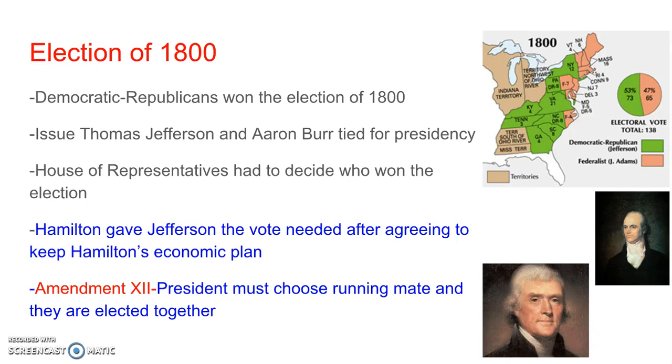So, if you recall, we mentioned Jefferson and Burr, they tie for presidency. It goes to House of Representatives to decide who won the election. Hamilton gives Jefferson the votes he needs to become president after Jefferson agrees to keep Hamilton's economic plan to keep all the national banks. Because of this issue with this presidency, Congress passes what becomes the 12th Amendment, which makes it so a president must choose his running mate, and they are elected together. So we don't have an issue like we did before with Jefferson and Burr both tying and having to be decided who was going to be president.